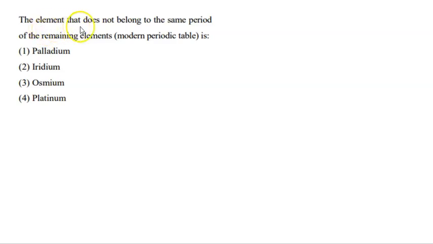The element that does not belong to the same period of the remaining elements of the modern periodic table. It is a question from either d and f block elements or from periodic classification of elements. If I am going to take palladium, so we know that nickel, palladium, platinum. Palladium belongs to the 4d series. 4d series is nothing but the fifth period.